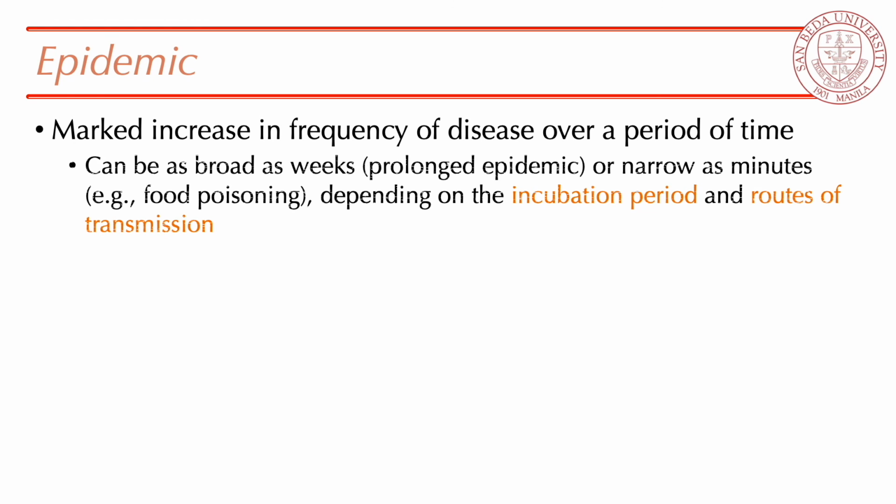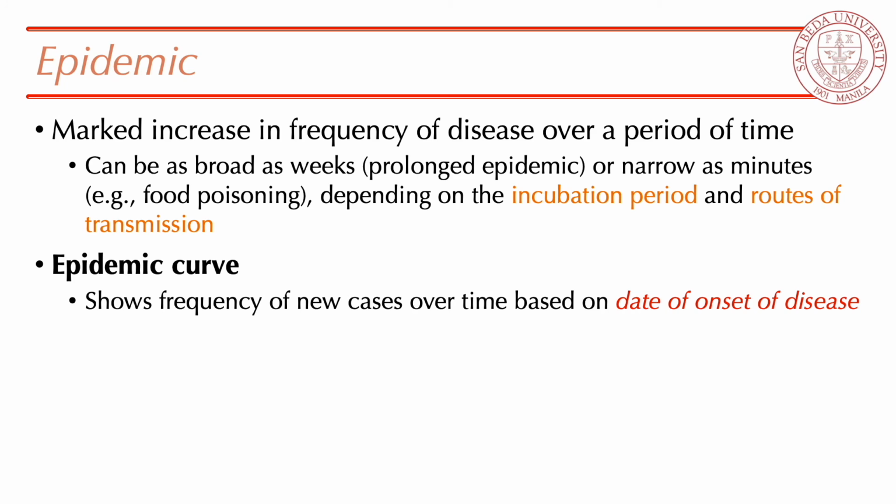Now, it can be as broad as weeks or even months, such as the current pandemic we are experiencing, or as narrow as minutes, like in the case of most food poisonings. And this depends for the most part on the incubation period and routes of transmission of the offending infectious agents. Now, I mentioned earlier that you graph incidence cases using an epidemic curve. An epidemic curve shows the frequency of new cases over time based on the date of onset of disease.